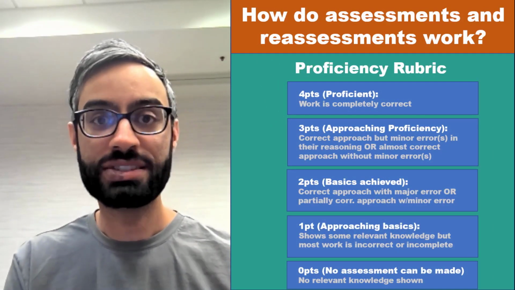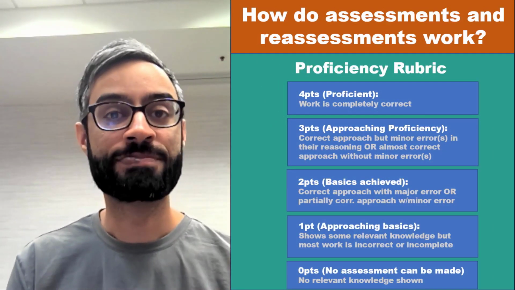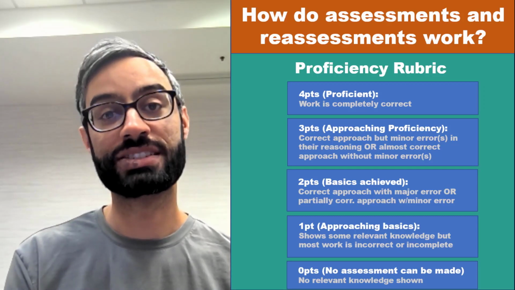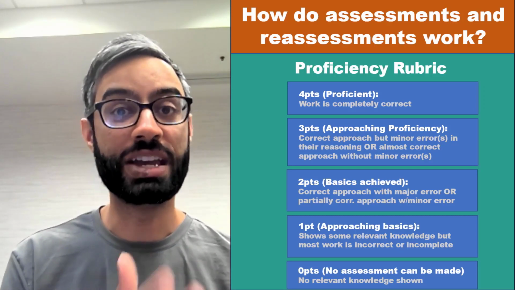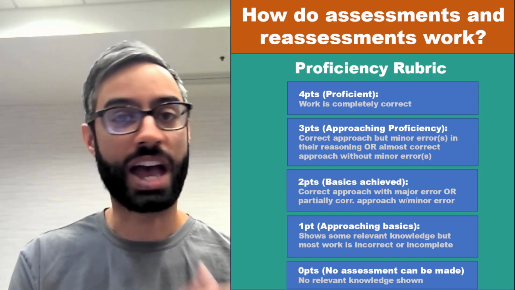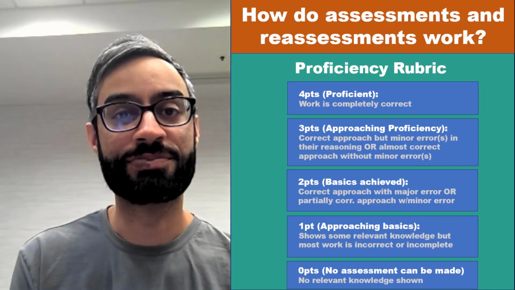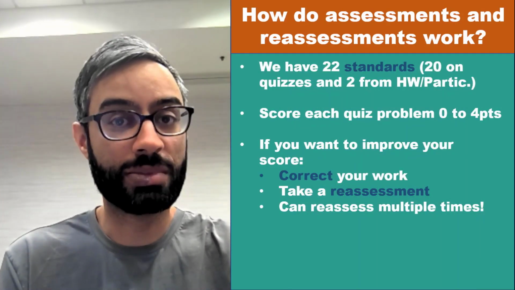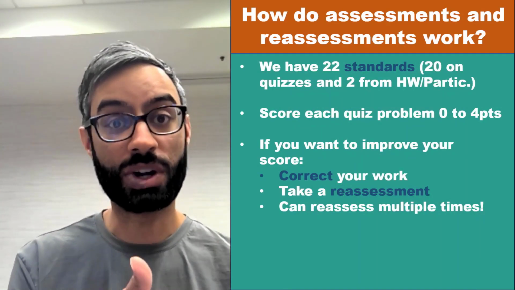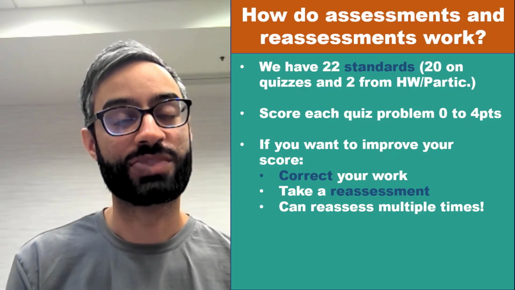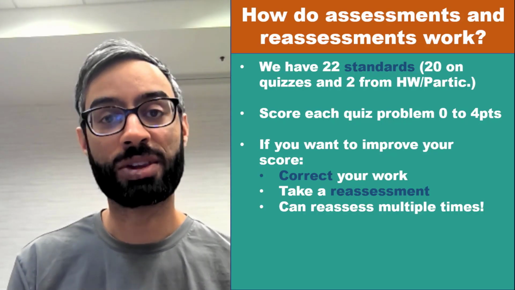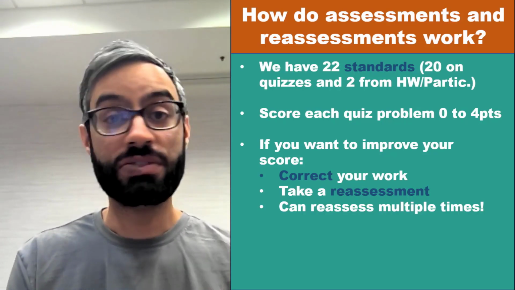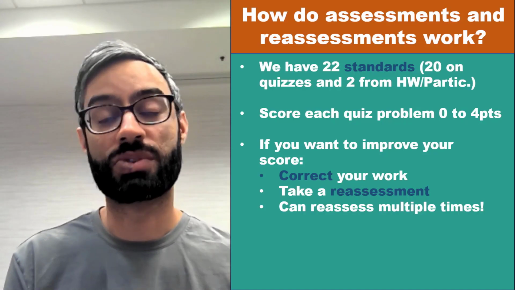So you'll get 4 points if you have demonstrated proficiency, 3 points if you're approaching proficiency, 2 points if you've achieved the basics, and so on, based on how close you are to demonstrating proficiency. The one key benefit is that you can improve your score to any problem by first correcting your work, and then you'll take a reassessment. And that's where I will give you a new problem on that topic to work out. You can even reassess problems multiple times throughout the course.